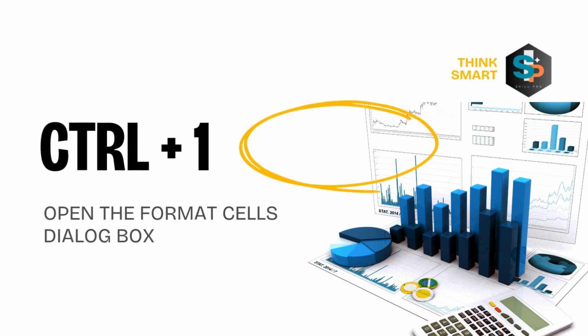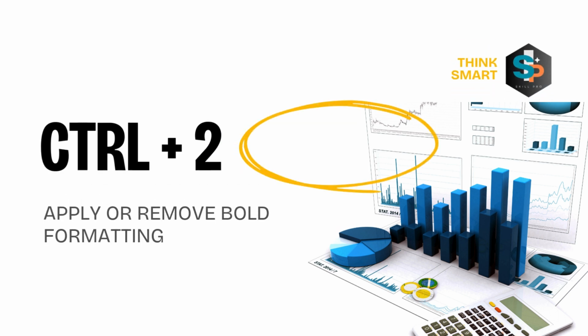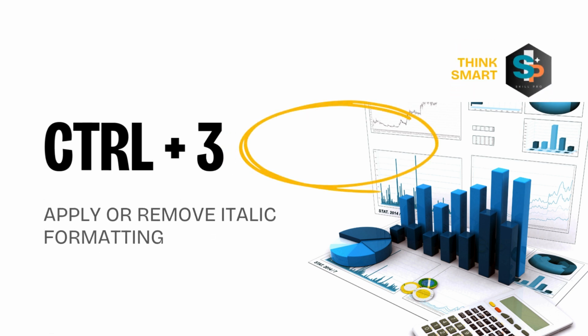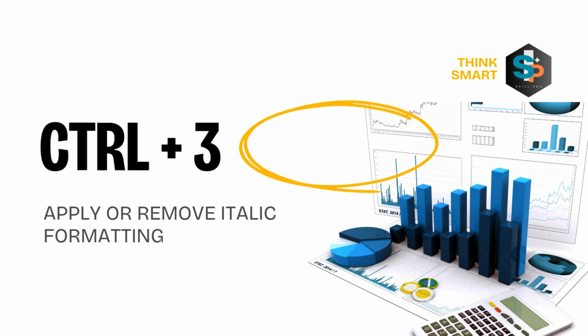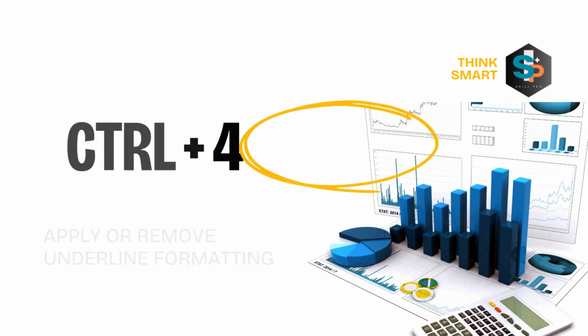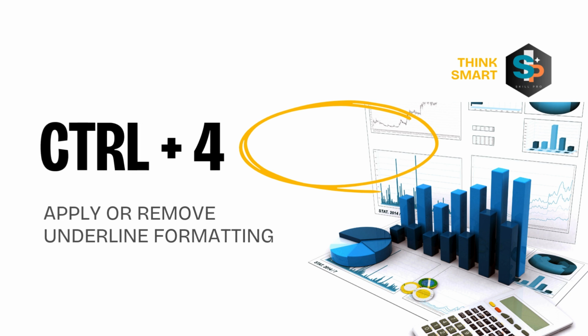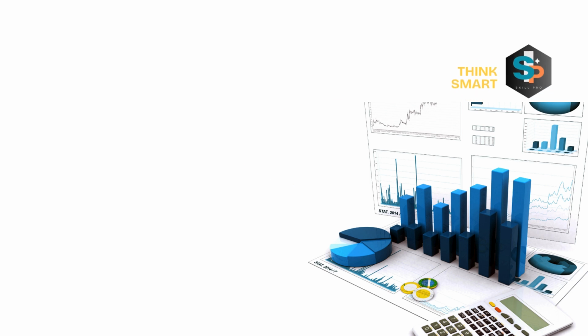Ctrl-1 to open the Format Cells dialog box. Ctrl-2 to apply or remove bold formatting. Ctrl-3 to apply or remove italic formatting. Ctrl-4 to apply or remove underline formatting.